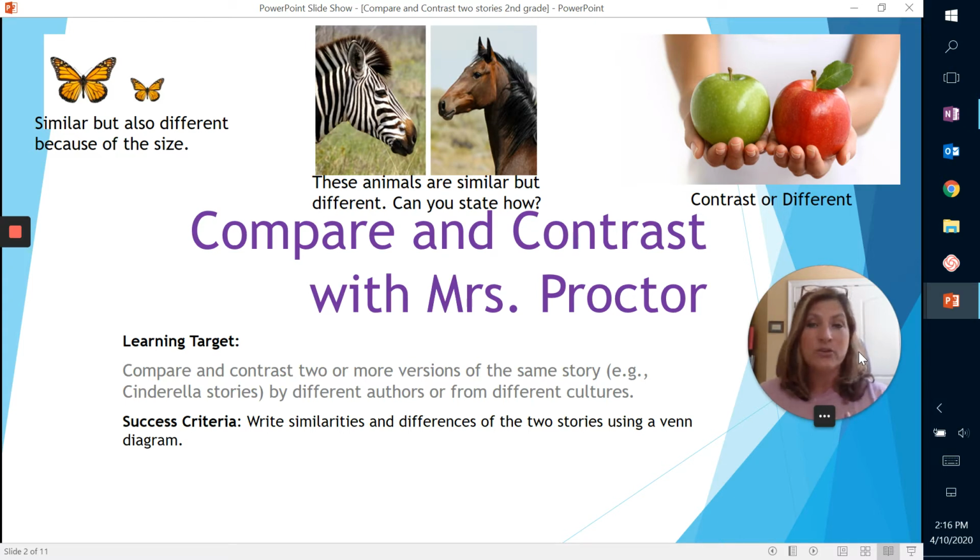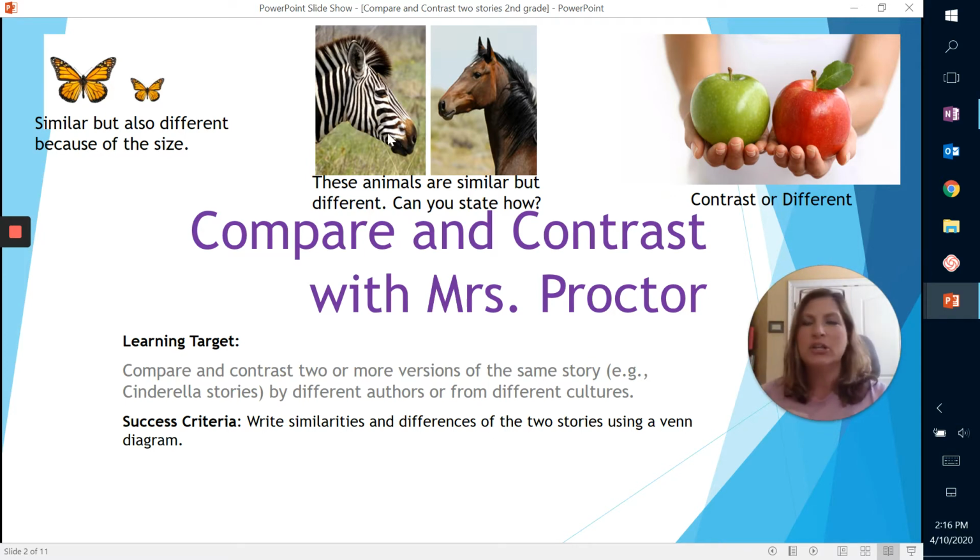They're not traditional Cinderella stories. They're by different authors and different cultures. Your success criteria is to write similarities and differences of the two stories using a Venn diagram. Some of you might remember what a Venn diagram is. I'll show you a picture of it. If you don't have one at your house, it's no problem. All you have to do is draw two circles that overlap, and then the center part is going to be the compare part. And we'll talk in detail about that in just a minute.